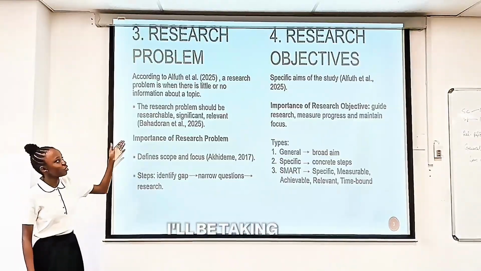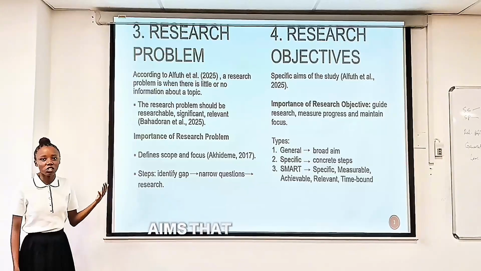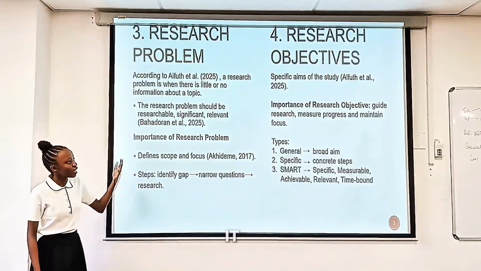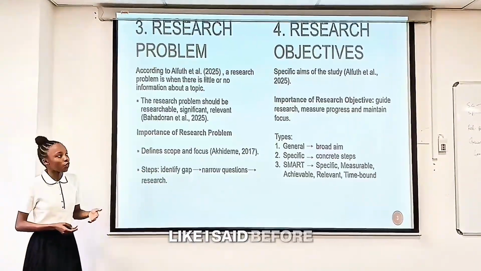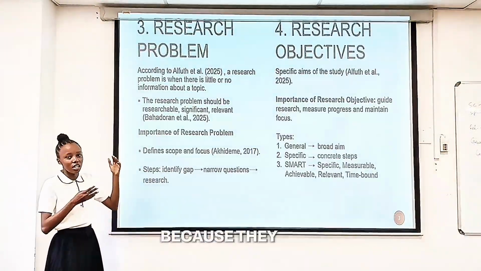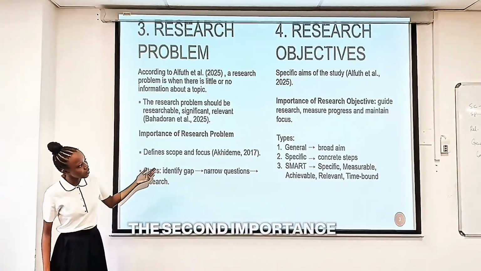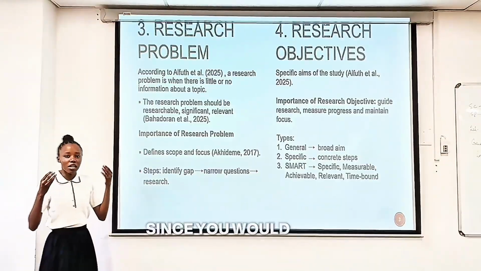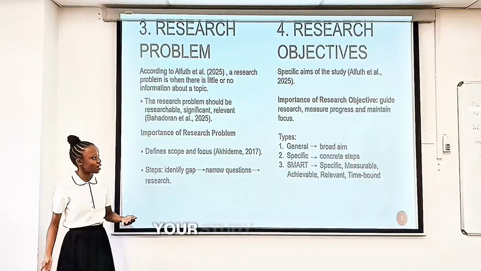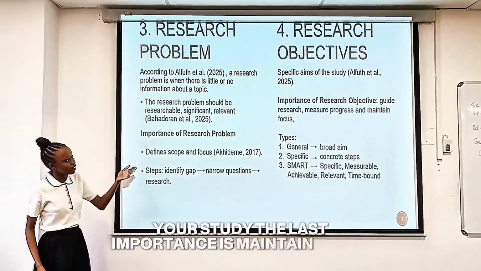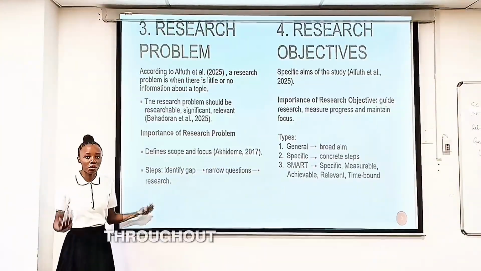The next step I'll be taking you through is research objectives. Research objectives are specific aims that your study wants to achieve. They are important because they guide the research. Like I said before, they are similar to a research problem because they help and guide the researcher to stay on track throughout the research. The second importance is they measure progress. Since you would have clear, defined objectives, you'll be able to measure your progress throughout your study. The last importance is maintaining focus. Similar to the first importance, it helps the researcher stay on track throughout the research.